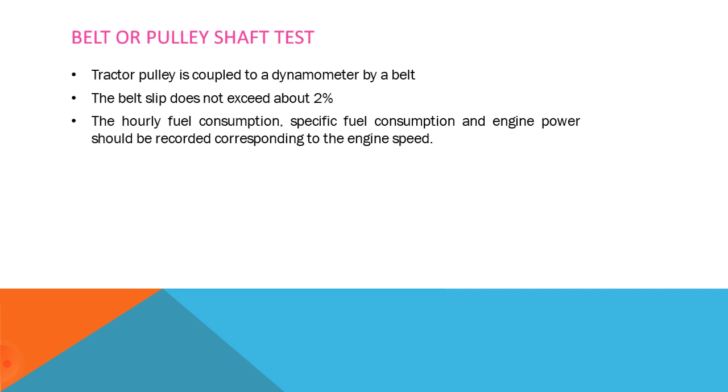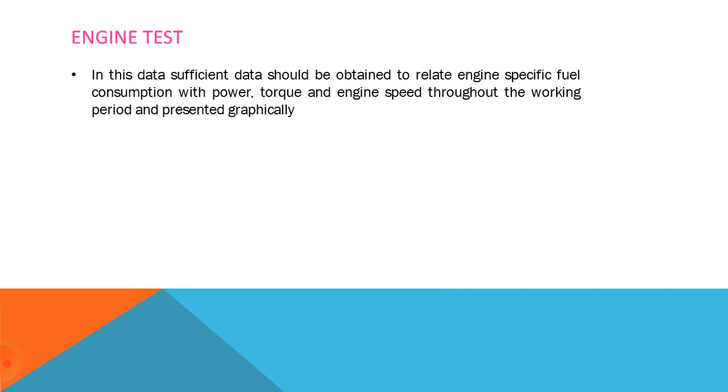Then the belt or pulley shaft test. Nowadays most tractors are not equipped with a belt or pulley shaft, but some tractors may have one. The tractor pulley is coupled to the dynamometer with the help of a belt, and we measure the belt slip, which should not exceed 2%. If it exceeds 2%, we repeat the test, and if it fails again in the repetition, the test is failed. We also measure the hourly fuel consumption, specific fuel consumption, and engine power corresponding to the engine speed.